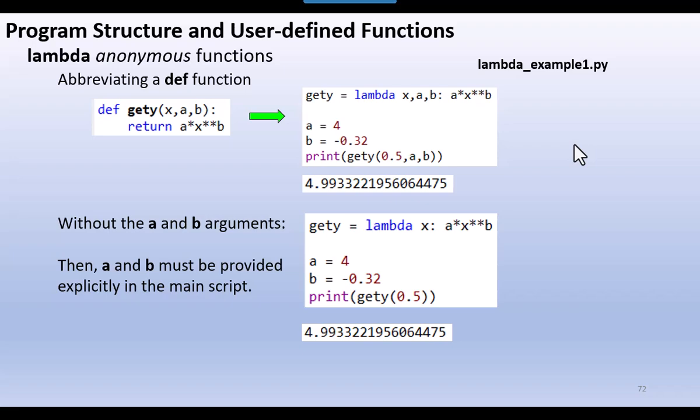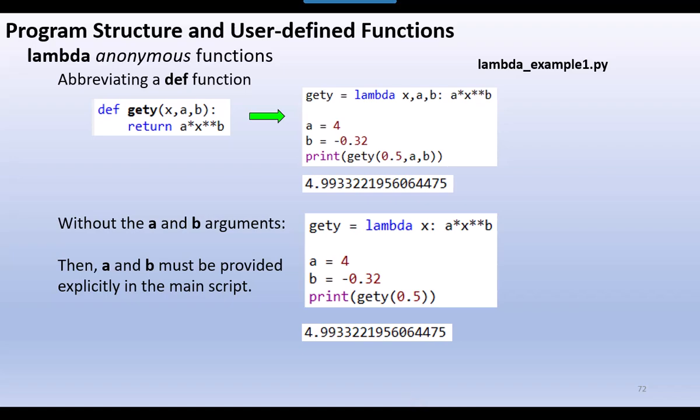Now, we can also write the function without including the a and b arguments. And then if we do that, we absolutely have to provide these a and b arguments in our script. Some of this gets to the concept of scope that we're going to be talking about momentarily here. Then I can just say print get_y, and it gives me the same answer. Okay? So there are other examples.